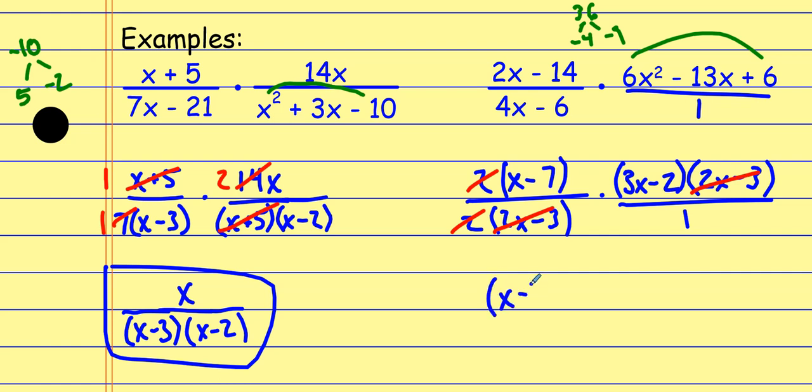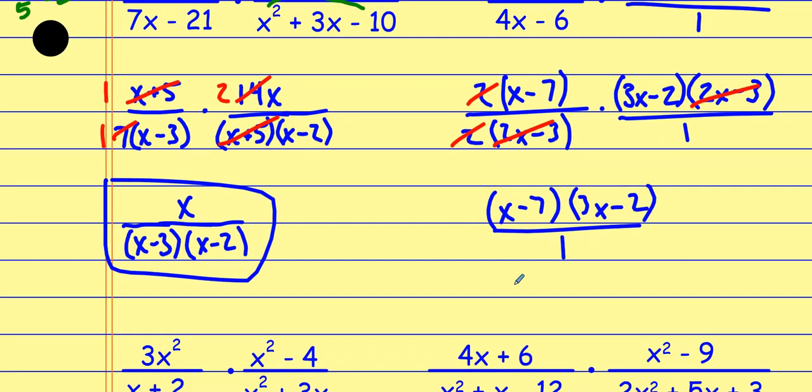It's an x minus 7 times a 3x minus 2 over a 1. And really, I don't need the 1. And this one makes more sense than the last one to kind of multiply this out. That's a 3x squared, and then a minus 2x and a minus 21x is a minus 23x, and then a plus 21.